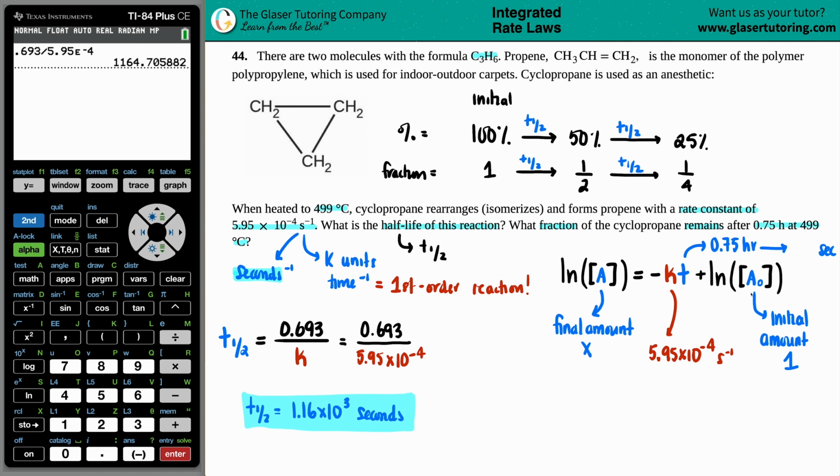Now, how to go from hours to seconds? Well, divide it by 60 and then divide it by 60 again. You can also divide by 360. But either way, you'll get the same answer.